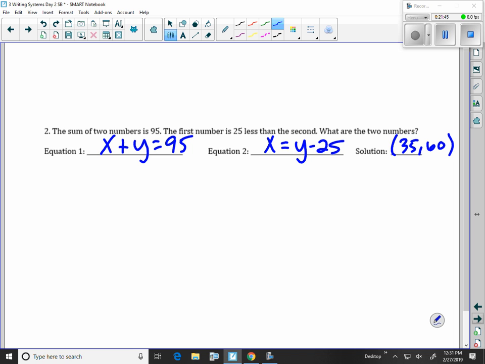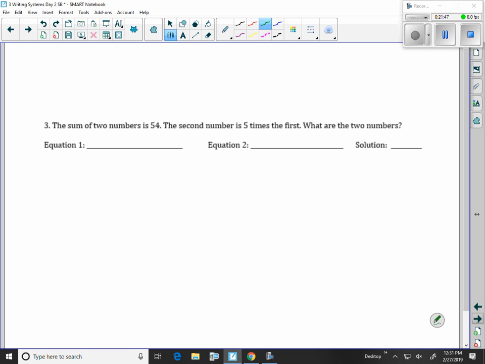Okay, number 3. The sum of two numbers is 54. The second number is 5 times the first. Okay, this is a little bit different. Will it matter if you do x as your second number? No. But we're used to seeing first number equals this times its second number. So just to keep the pattern, our second number is usually y. So y equals 5x, because it's 5 times the first number.